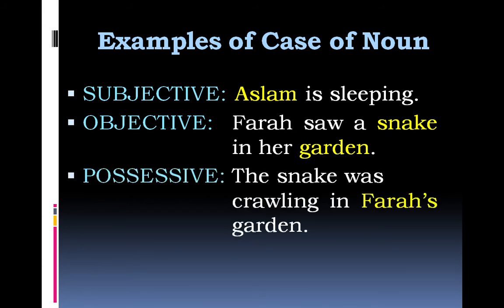Let's look at the next sentence. Possessive case. The snake was crawling in Farah's garden. Farah's, noun plus apostrophe s. It's used to show the possession of another noun. And in this sentence, it shows the possession of garden. It was Farah's garden. Whose garden was that? It was Farah's garden. The snake is the subject of this sentence, so subjective case. Crawling is the verb. In, preposition. Garden, object of preposition. So garden is in objective case, but Farah's is in possessive case because it shows the possession of garden.